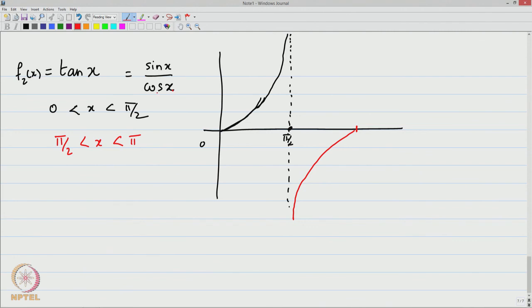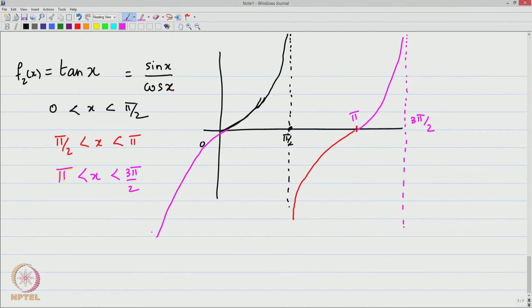and then up to 3 pi by 2, both sine and cosine are negative. You can see that the function, both of these are negative, and sin x goes to minus 1, cos x goes again to 0, and therefore, this function continues to increase because the ratio is positive, and this is 3 pi by 2. So, this one is pi, this one is 3 pi by 2. And what happens on this side? Quite obviously, the function goes like that. Okay?